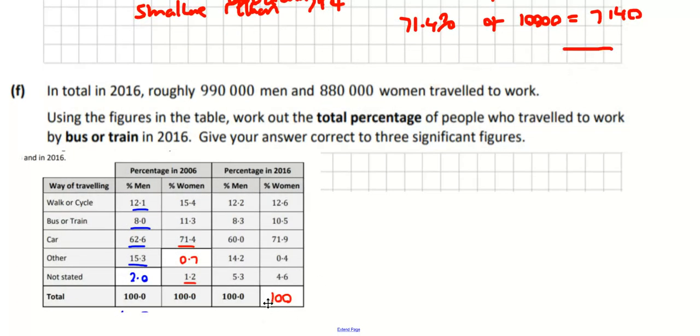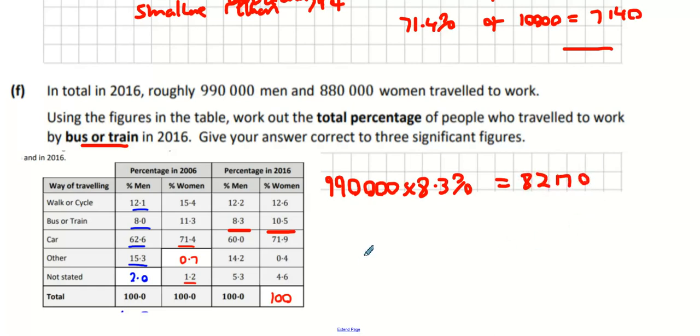Now, we're talking about 2016, and we're talking about bus or train. So bus or train is 8.3% of men and 10.5% of women. So what we're going to do is we're going to get 990,000 men multiplied by 8.3%, and that is 82,170 men.